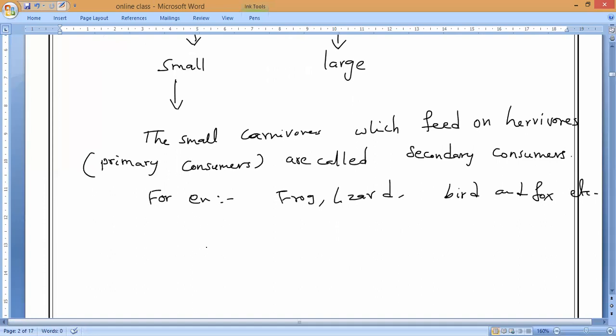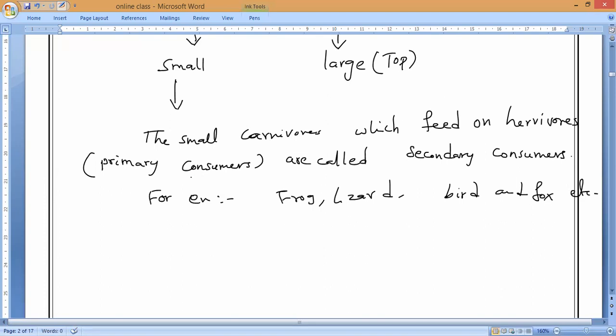So now if we take large carnivores, or we can also call them top carnivores, which feed upon the small carnivores, they are tertiary consumers. That means they will eat the small carnivores. For example, lion, tiger, and vultures will eat these smaller ones. Take the frog, which eats the primary consumers that eat the plants. And the frog is eaten by whom, guys? Frog is eaten by snakes. Yes or no? So we call large carnivores which eat the secondary consumers tertiary consumers.